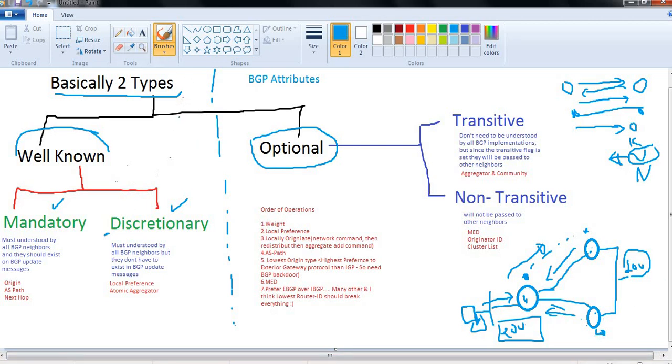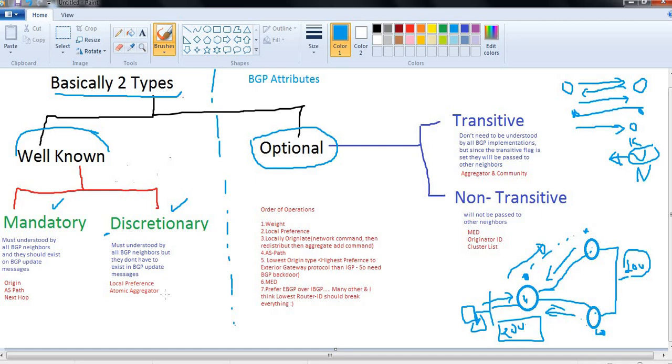Okay, so we have these three attributes as mandatory, and these two attributes as discretionary attributes. Whenever a BGP neighborship is formed, you can always see that the origin, AS path, and next hop attributes are always carried. So these are the mandatory attributes. Discretionary attributes: you can see local preference and atomic aggregator.